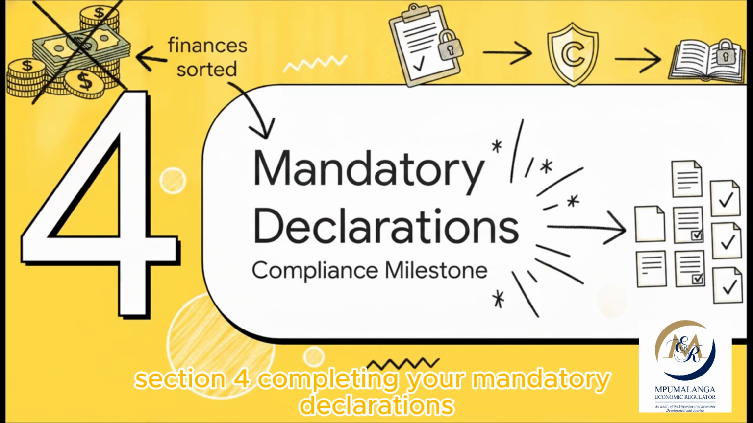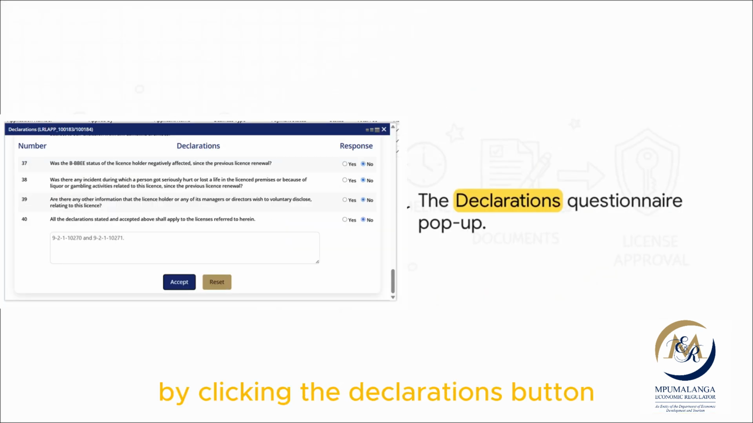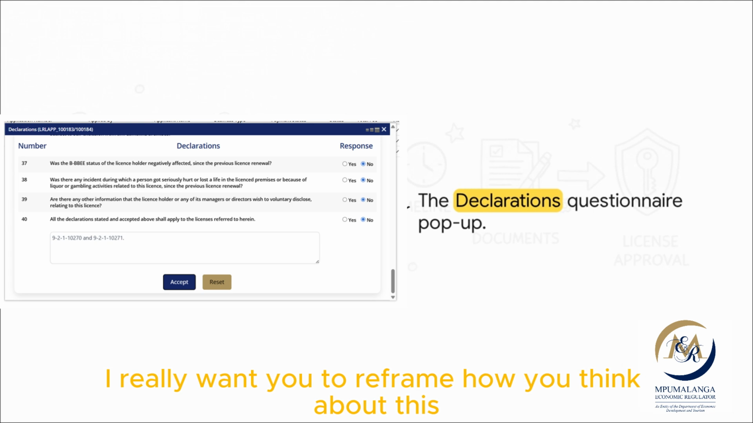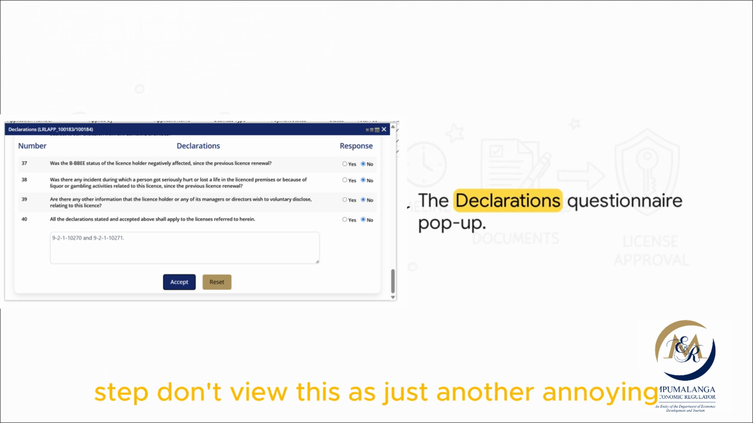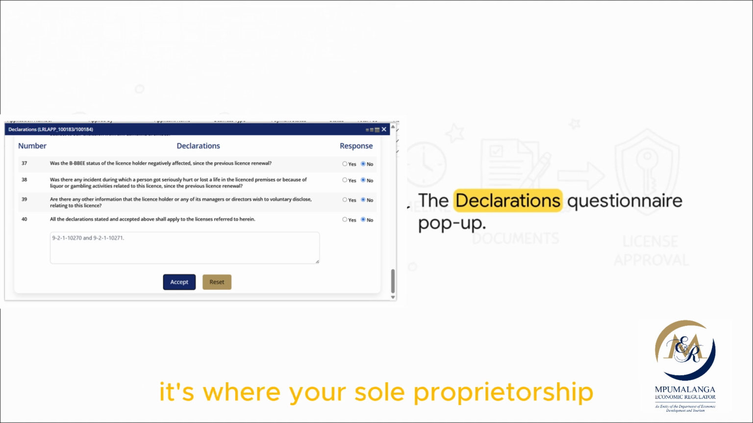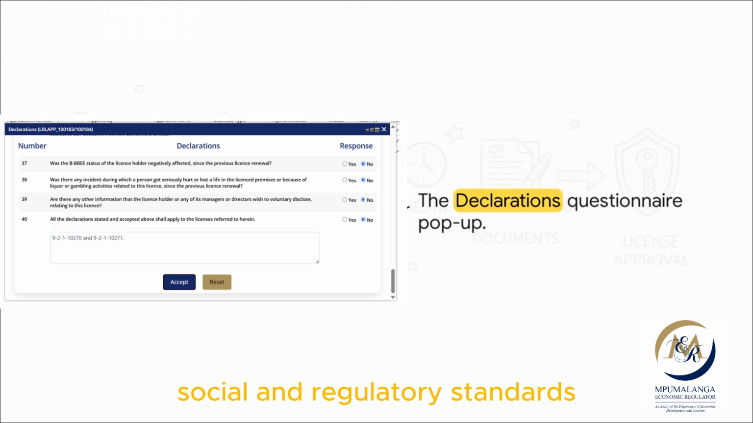Section 4. Completing your mandatory declarations. This is a critical compliance milestone. All right, so by clicking the Declarations button on your application row, this questionnaire pop-up will appear. Now, I really want you to reframe how you think about this step. Don't view this as just another annoying bureaucratic hurdle. This is actually a critical compliance milestone. It's where your sole proprietorship formally affirms its strict adherence to safety, social, and regulatory standards.